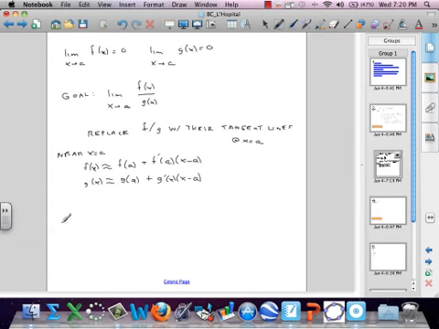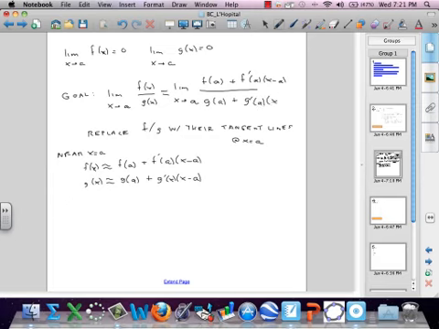Okay, so that means that this limit that we started with is going to be the same thing as taking the limit as x approaches a of, well, f is pretty close to its tangent line near a, so that's going to be f of a plus f prime of a times x minus a, over g of a plus g prime of a times x minus a.